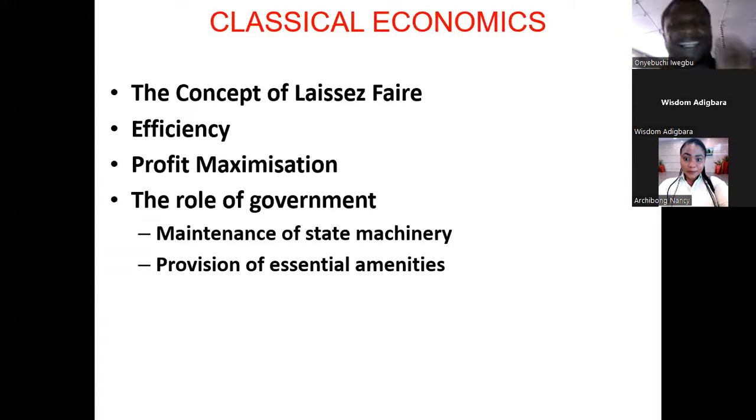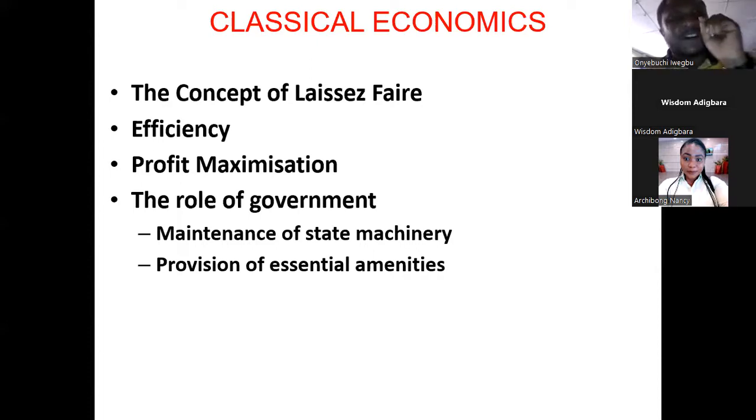One, maintenance of state machinery will be the role of the government. The second one, provision of essential amenities. So the role of the government in the classical school is just limited. And what's the first thing? Maintenance of state machinery. Let us have police. Let us have the judiciary. Let us have the army. Let us have the navy. Let them maintain security. Let there be peace. Let there be law and order.